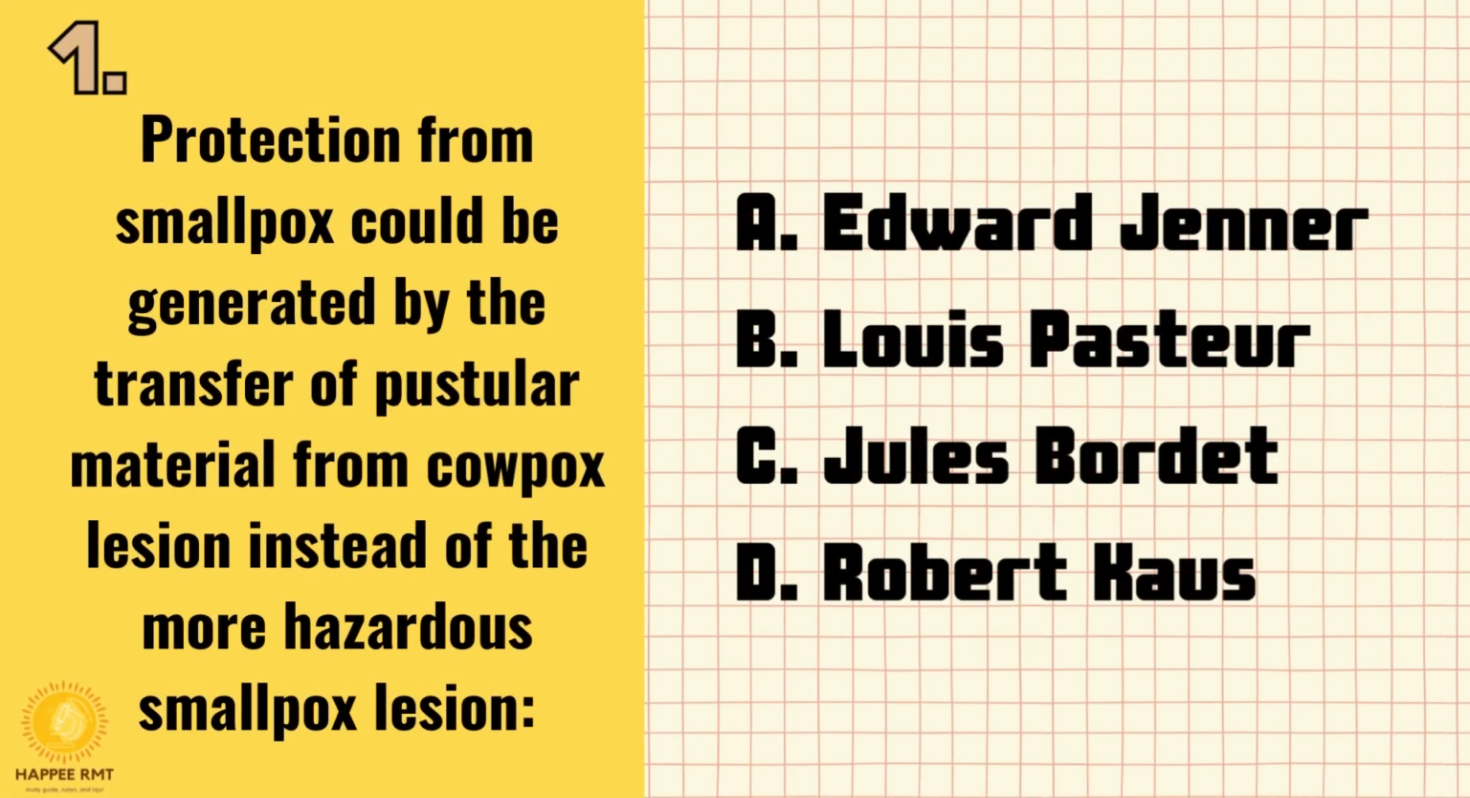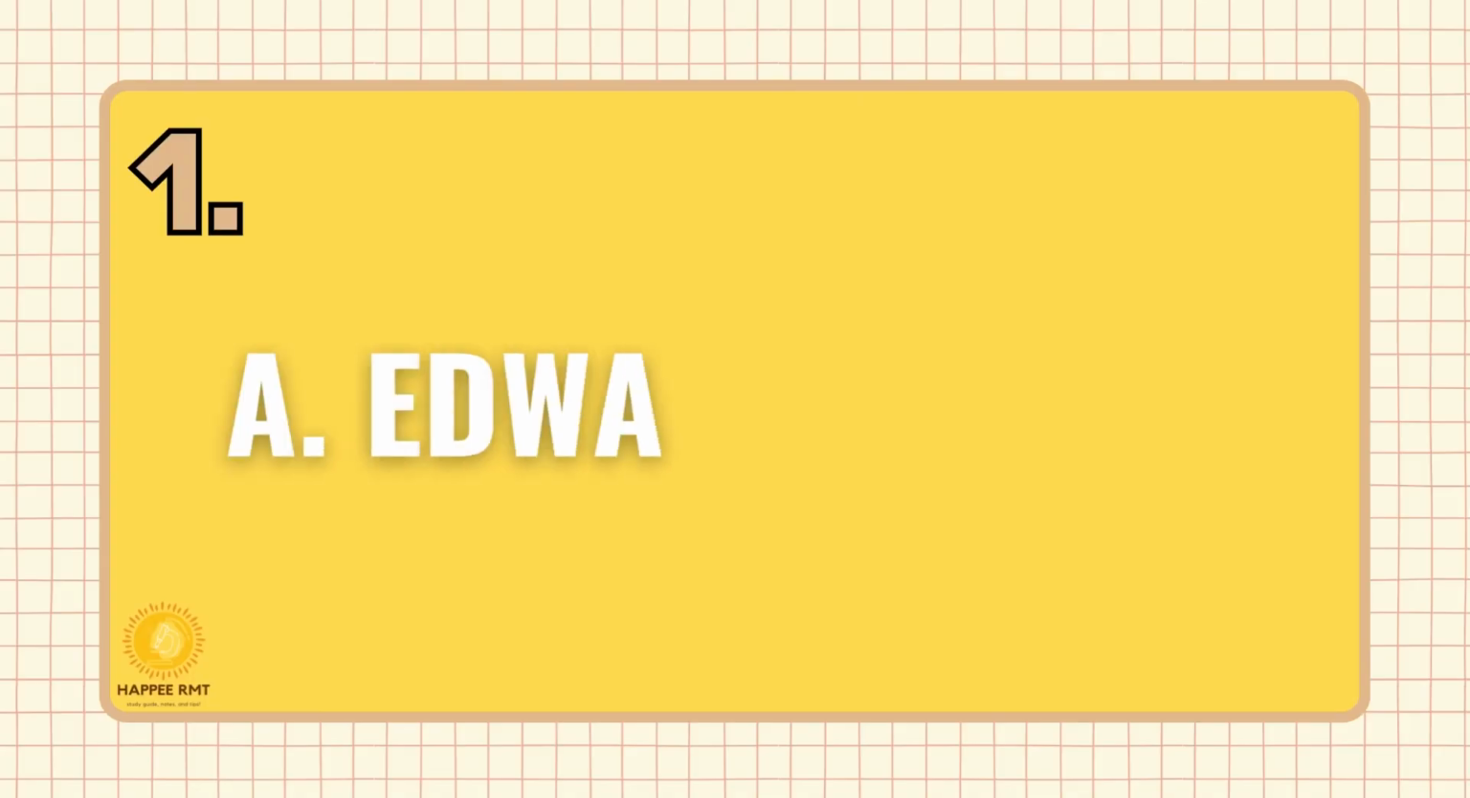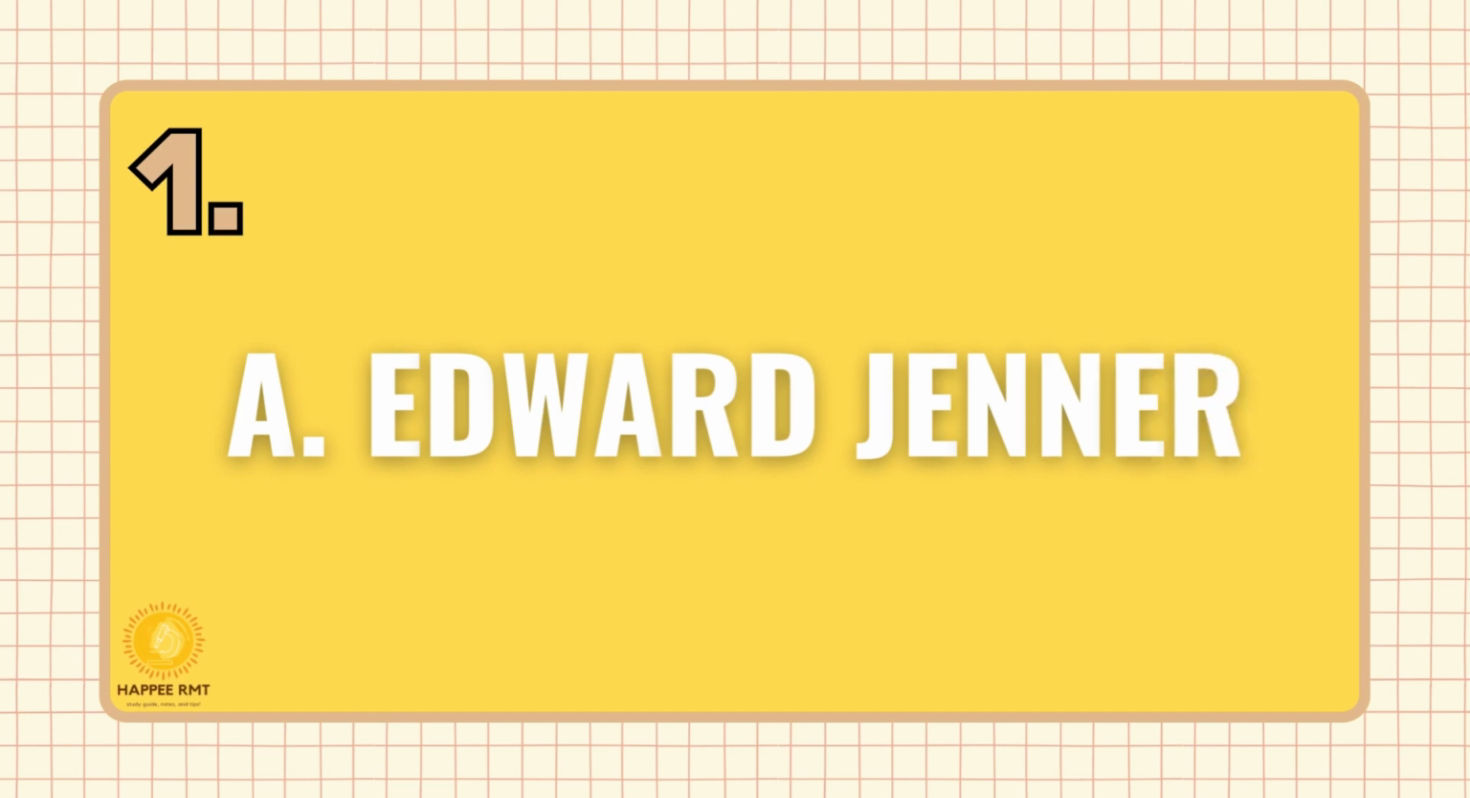Number 1. Protection from smallpox could be generated by the transfer of pustular material from cowpox lesion instead of the more hazardous smallpox lesion. A. Edward Jenner, B. Louis Pasteur, C. Jules Bordet, D. Robert Koch. Answer is A. Edward Jenner.